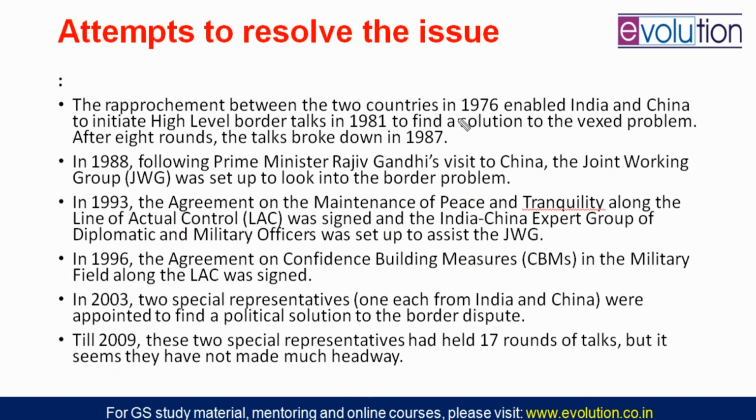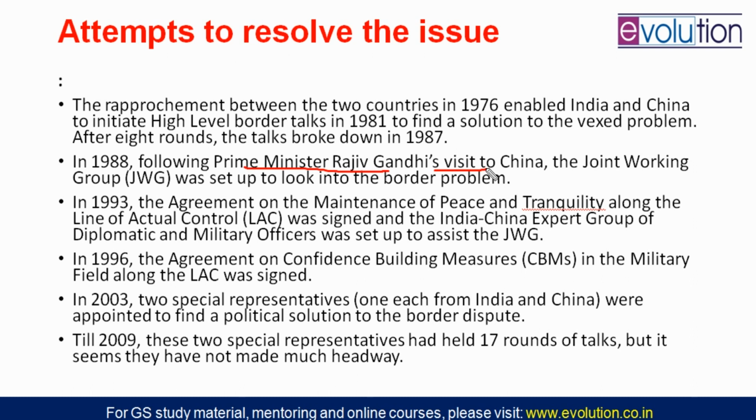So haven't there been any attempts to resolve the issue? See, many military officers meet, diplomatic talks happen, and this has been happening since Rajiv Gandhi's era. After the 1962 war, there was a huge trust deficit between India and China. Starting from Rajiv Gandhi's era, we had many talks with China. In fact, Rajiv Gandhi visited China, and after the 1962 war, it was the first prime minister's visit to China.